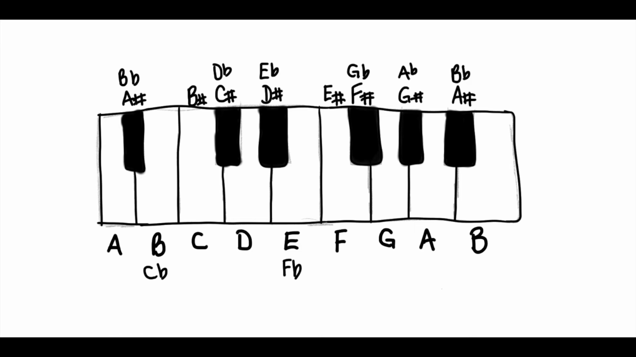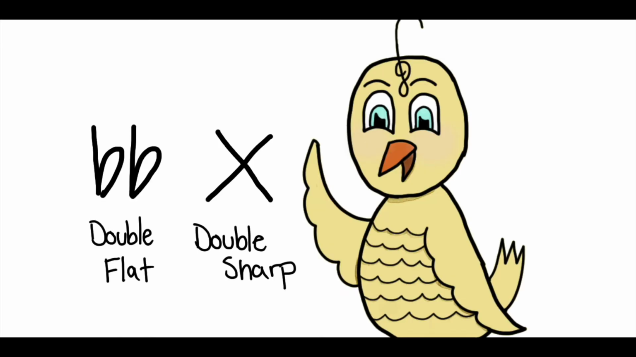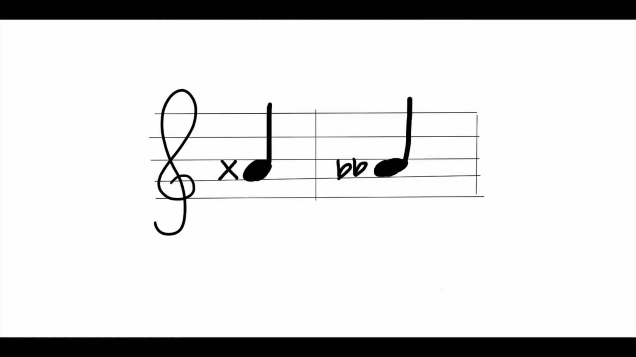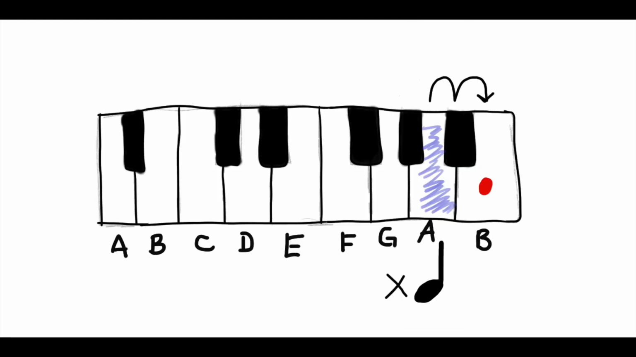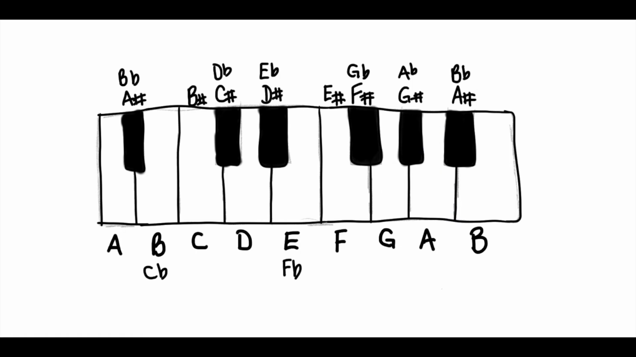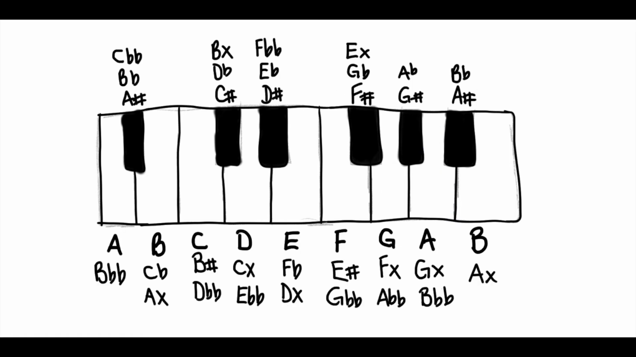There are times where you will also stumble upon a double sharp and a double flat in music, which is notated like this. The double sharp is an accidental that raises a pitch by 2 half steps, and the double flat lowers a pitch by 2 half steps. So for this example, you could say A double sharp or A double flat. Now, if you were to add those onto the piano as well, this is how it would look with all the accidentals.